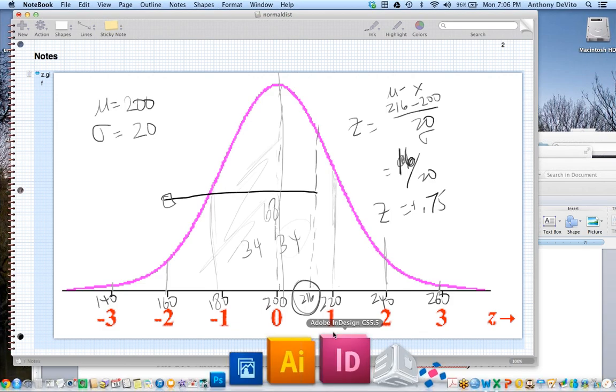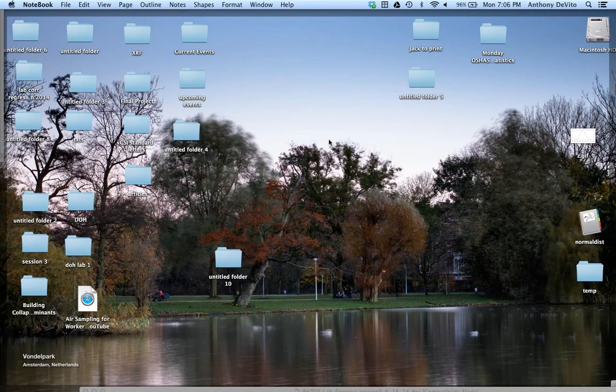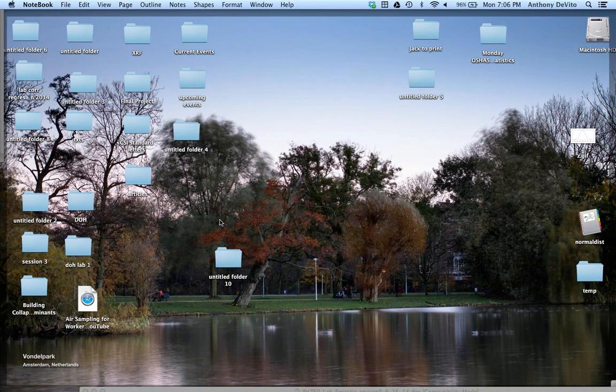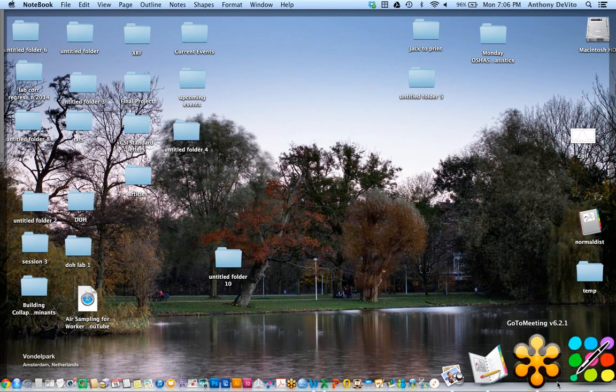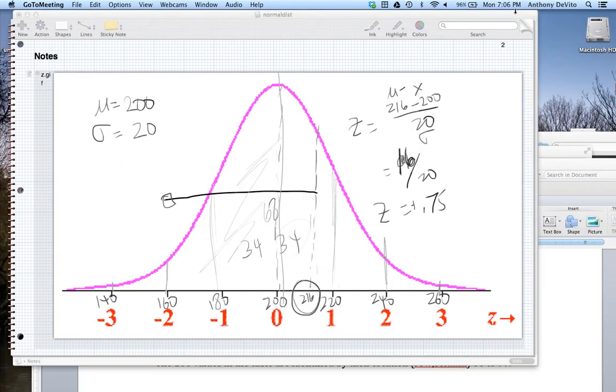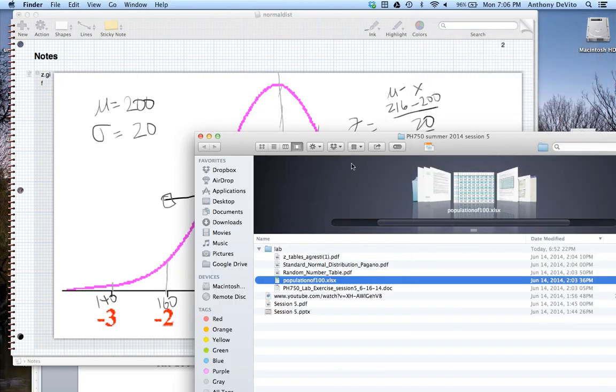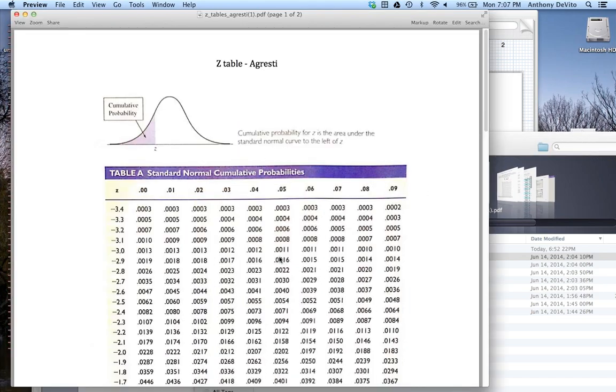Well, I know I can go into my z-table. Let me get things out of the way here. You see how easily I can do that. Okay, I want to get to my folder and to my z-table. Let me go back and find it again. Here we go. Got my folder here, and my z-table from Agresti is here.